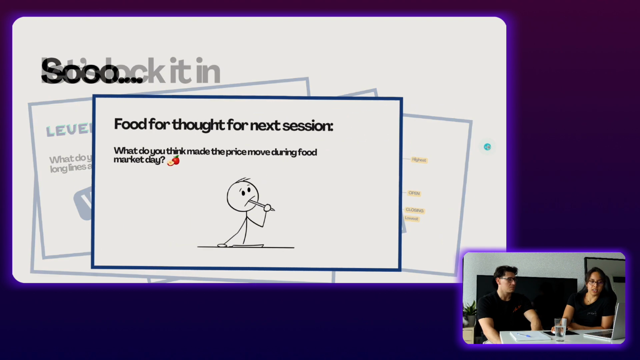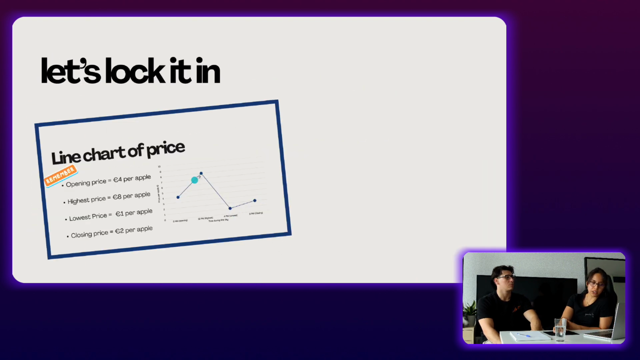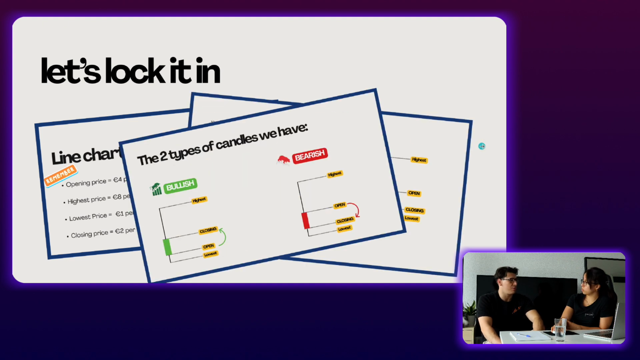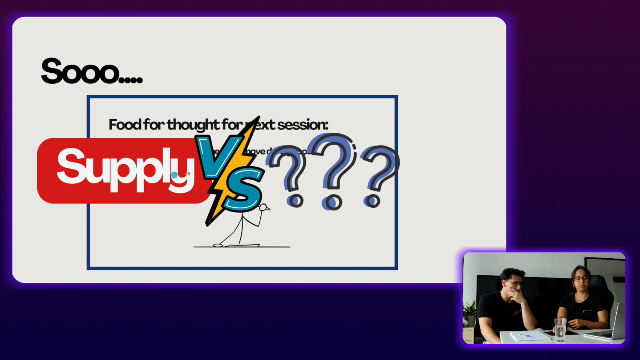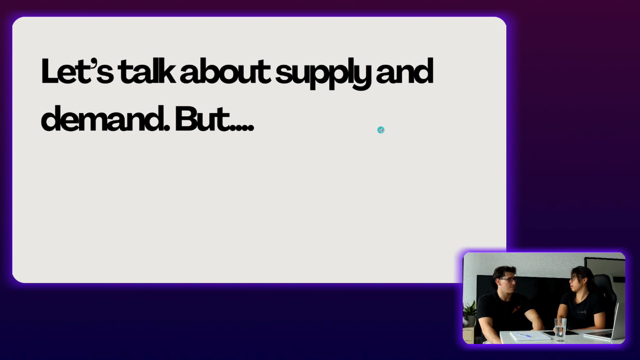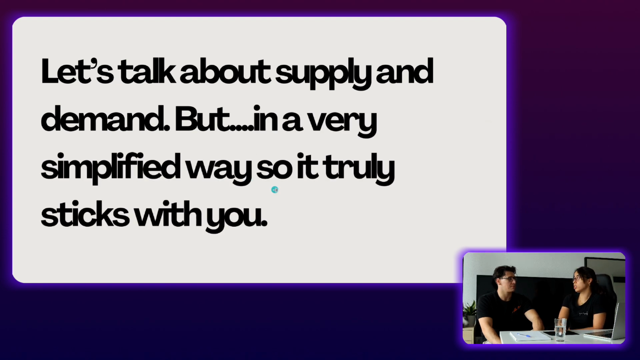Now at the end of the session I asked you, what do you think made the price go up and down like this? The crowd who was purchasing the food. Indeed. So it's supply versus? Demand. So you were talking about demand, the askers. And supply would be? Sellers. Now let's talk about supply and demand in depth, but in a very simplified way so it truly sticks with you.